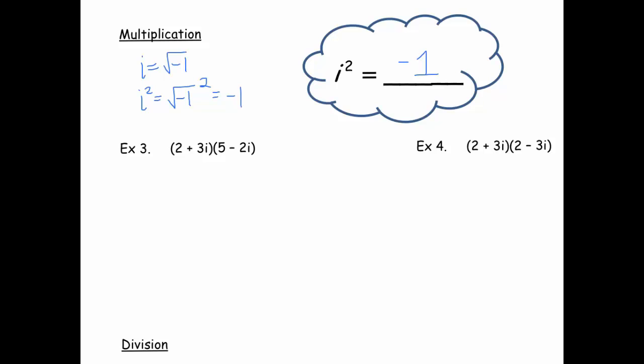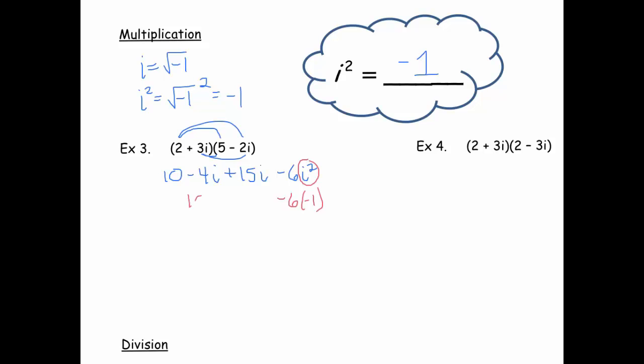So to begin with, we're going to multiply 2 and 5 to get 10. Then 2 and -2i for a -4i. Then the 3i and 5 for a positive 15i. And then lastly, 3i and -2i multiply to -6i squared. So that's where that i squared is coming from. So like I said, anytime we see an i squared, we're going to replace that with a -1. Right there. So really that's a -6 times -1.